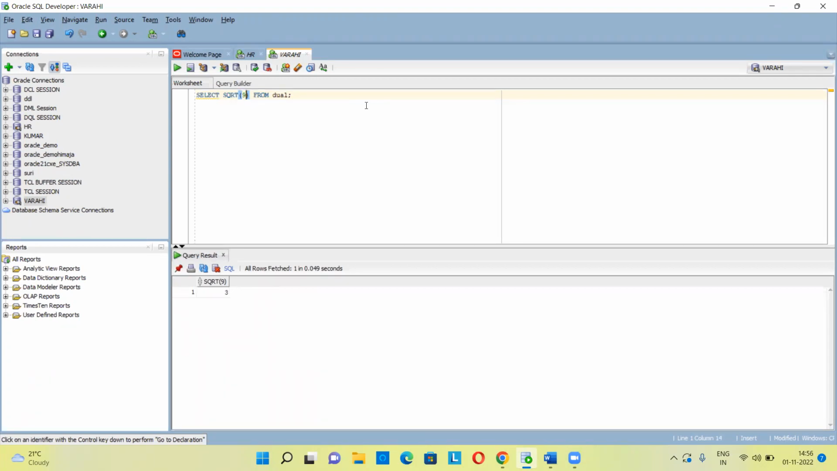Okay, so this is square root. So it's not a power function. I thought it was power. Okay, it's a square root. Square root is a completely mathematical function. Square root of 9 is nothing but 3. I'll write one more example so then you will understand what exactly square root is. 25.